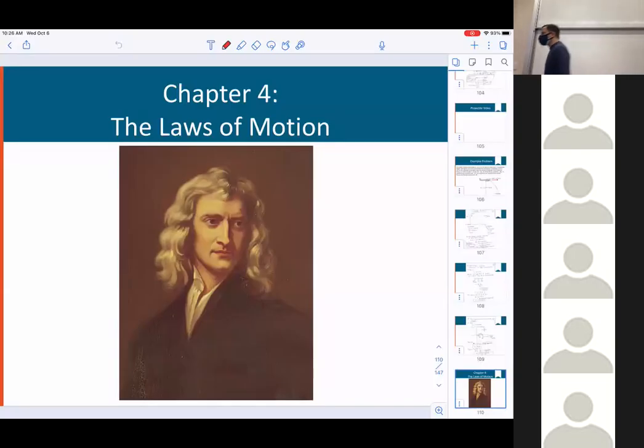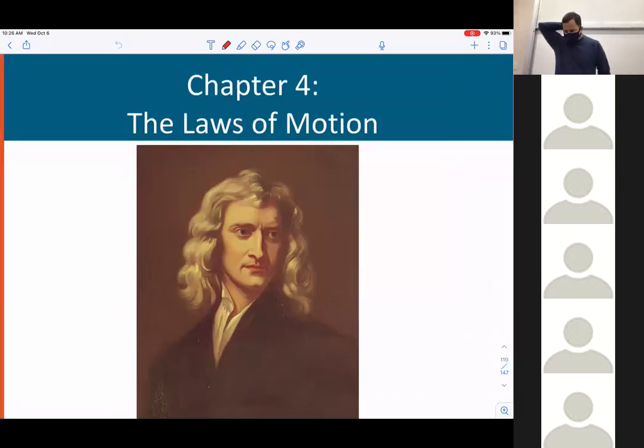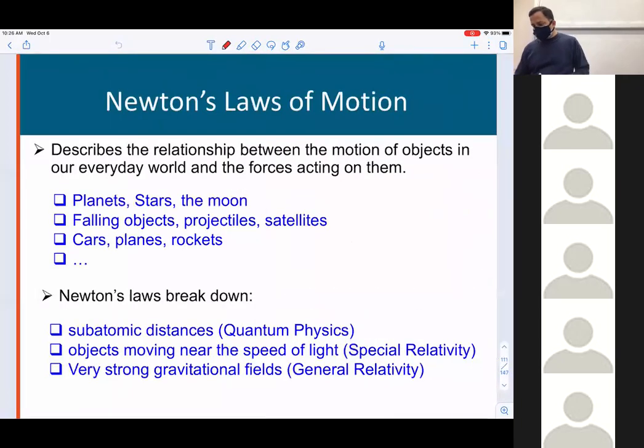Okay, so we now start chapter 4 on Newton's laws of motion. Newton's laws of motion, Newtonian theory, was really the first time that we as humans did science in a very systematic way.